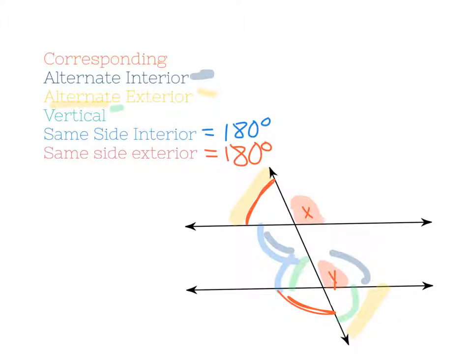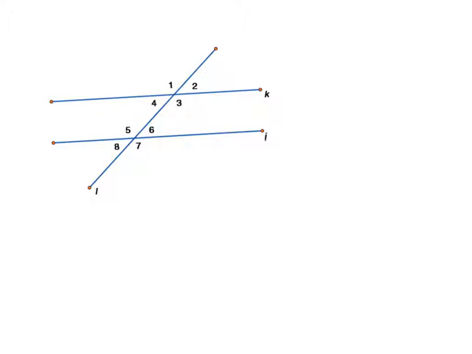So those are the 6 definitions and locations on a grid that we really want to make sure that we are memorizing, so that way when I ask you, what is the relationship, you're able to answer my question. All right, let's look at a couple examples. Take this diagram. We have 2 parallel lines, K and I, and then we have our transversal L. So we have these 3 lines that we are looking at in this diagram.